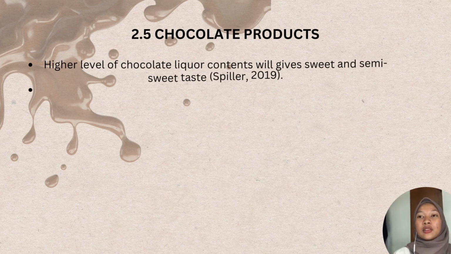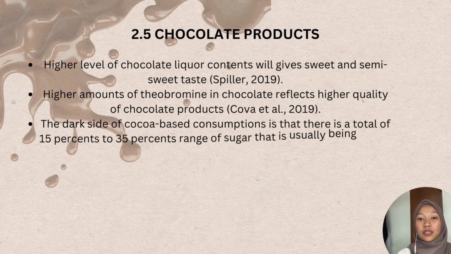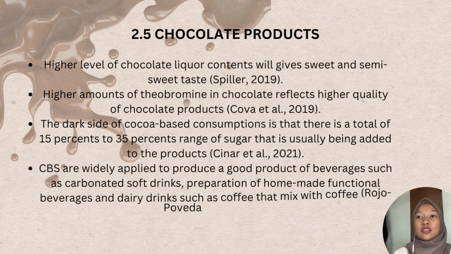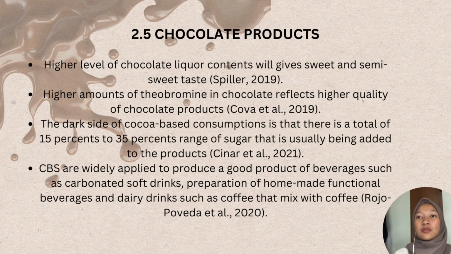The next one is chocolate products made of cocoa beans and cocoa bean shells. Okay, some intermediate products usually used to produce chocolate-based products from cocoa beans are cocoa liquor, cocoa butter, and raw cocoa powder, which is usually used in flavoring biscuits, cakes, and other dairy products. A higher level of chocolate liquor content will give a sweet and semi-sweet taste. Higher amounts of theobromine in chocolate reflect higher quality of chocolate products. The dark side of cocoa-based consumption is that a total of 15% to 35% sugar is usually added to the products.